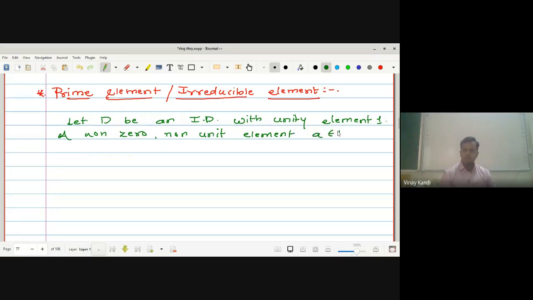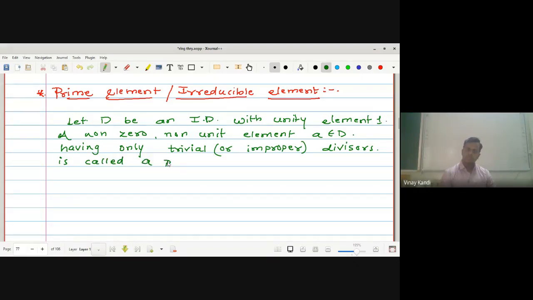A belongs to D having only trivial, that is improper divisors. What is the meaning of trivial? Improper divisors. Okay, it's called a prime element.